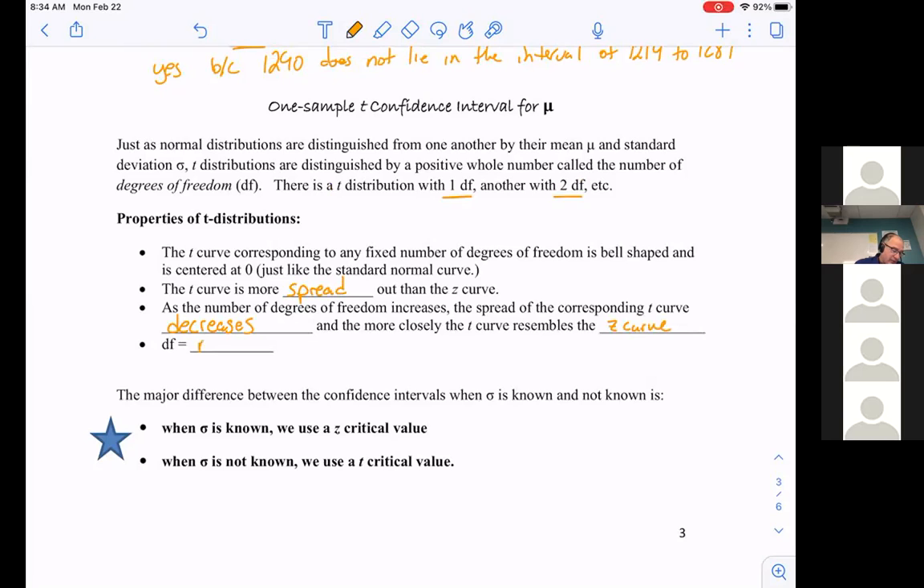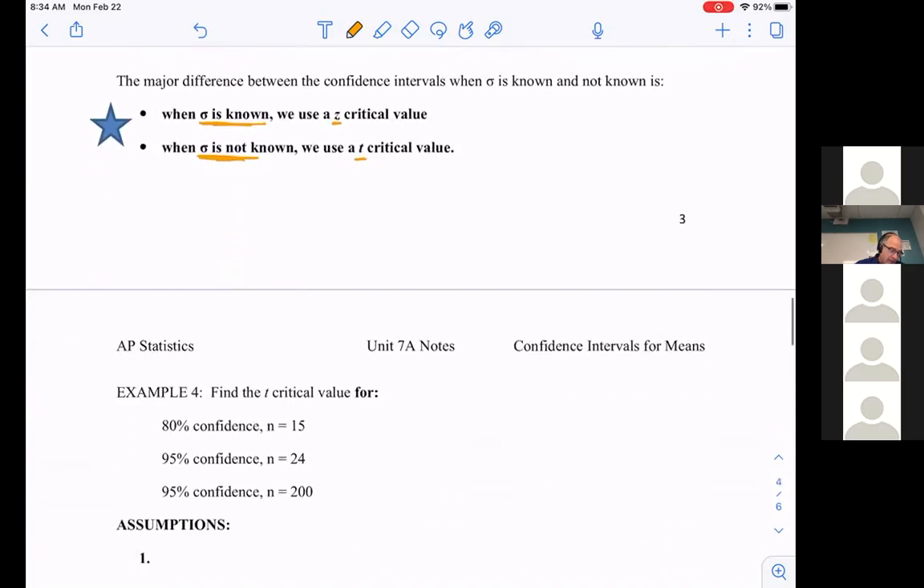And my degrees of freedom is going to be my sample size minus 1. Okay, now here again, if I know my standard deviation, I'm going to use Z. If I do not know my standard deviation, we are going to use T. Okay. So let's see what we can do here.